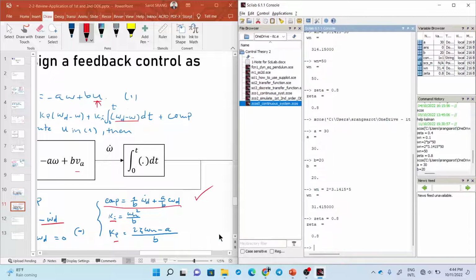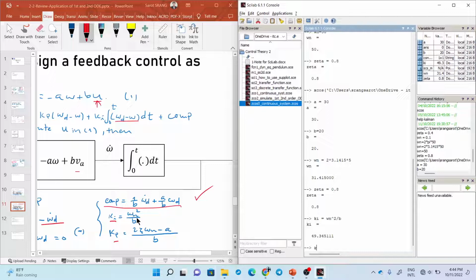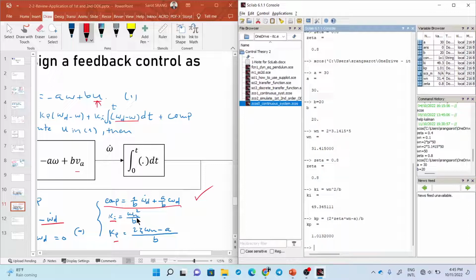And then Ki equal to omega n square divided by b, right? Enter. And then Kp equal to 2 times zeta times omega n minus a, all divided by b. Okay.